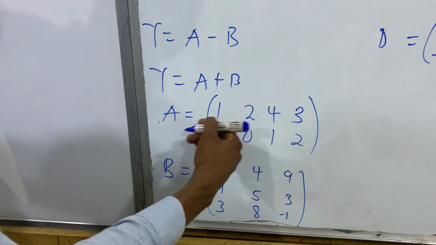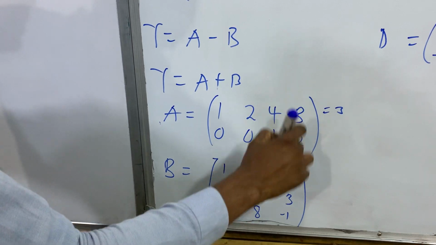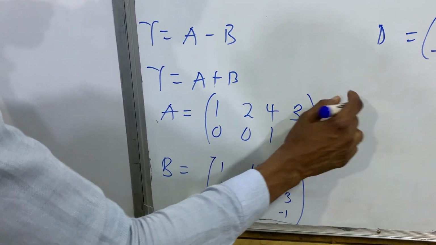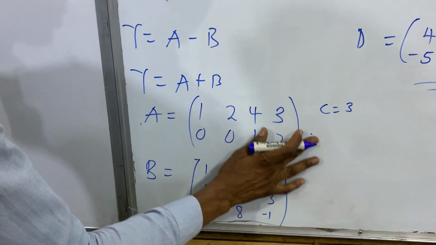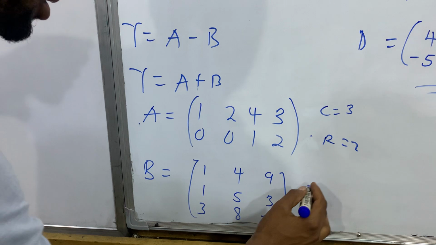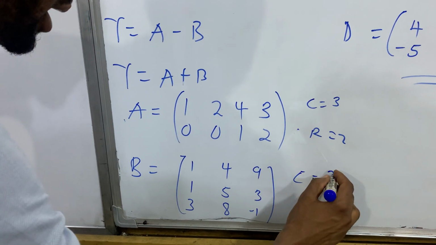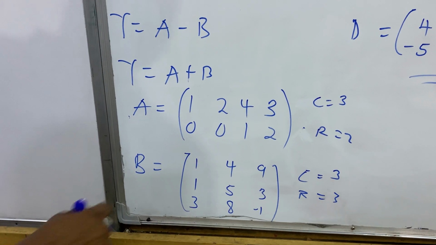In terms of columns, matrix A has 3. In terms of rows, column C is 3 and row R is equal to 2. But when you come to matrix B, column C equals 3, but row R equals 3. Now let's see whether we can find, let's say, D, where D equals A plus B.